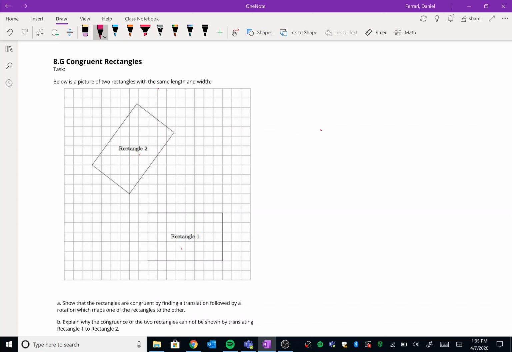So we're going to be looking to do transformations to move rectangle 2 into the same position as rectangle 1. And if we read A, it says we want to show that the rectangles are congruent by finding a translation. So we're going to translate it first, and then we're going to rotate. Okay, and we're going to map the two rectangles onto each other.